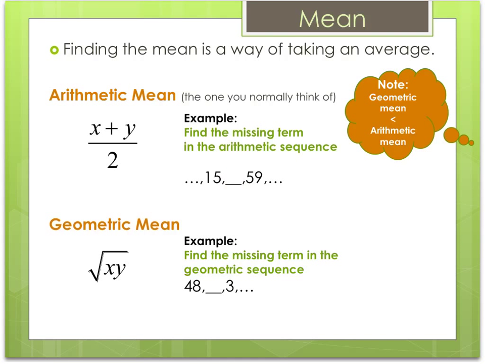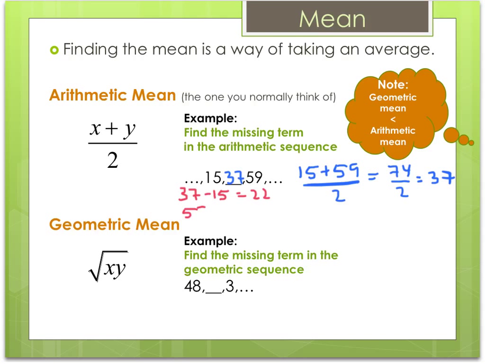So for an arithmetic sequence, we're going to use the arithmetic mean, which is what you normally think of whenever you find the mean. So we're going to add the two outside values and then divide by 2 to find the missing term. So 74 divided by 2 gives me 37. So our missing middle term here will be 37. To check our work, you can see that the common difference will stay constant between the terms.